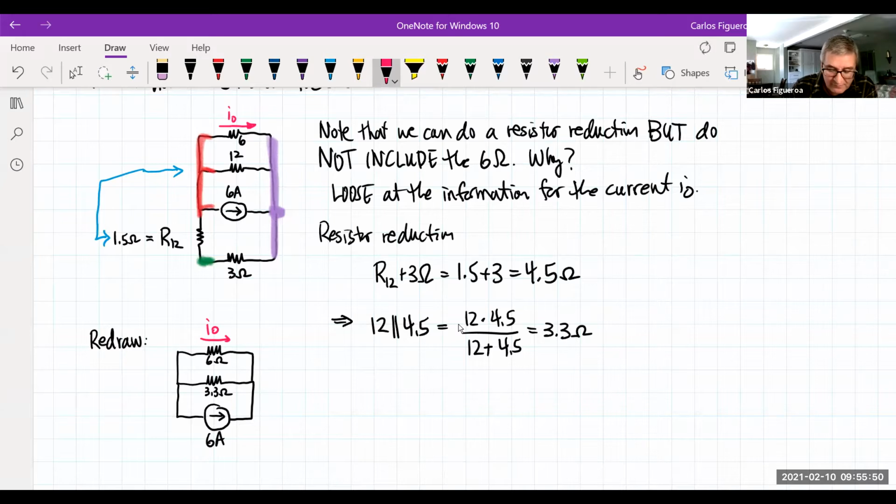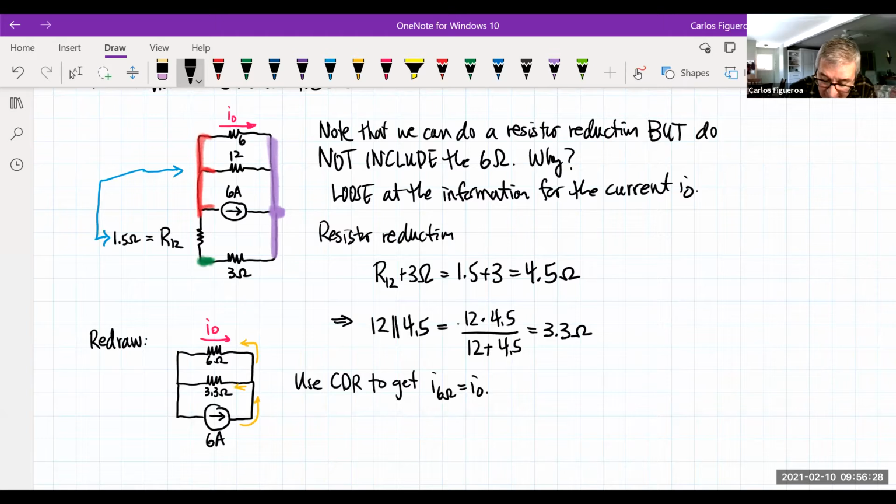So now what I have is two resistors in parallel. So that means I'm going to use CDR to get the current across the 6 ohm resistor, which is the current I naught. The first thing that you're seeing here is the flow of the current. The current is coming from in this direction. And when it splits, part of it goes here and part of it goes in that direction. Because I naught is in the opposite direction, I have to include a negative sign.